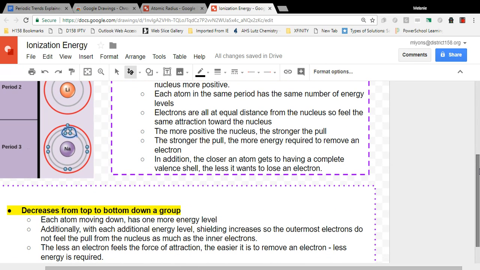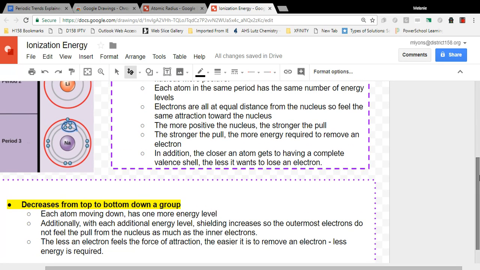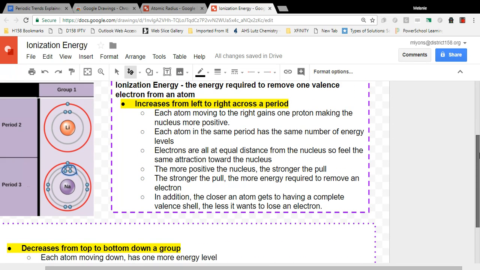The same idea: the more energy levels, the more shielding, the less the electron feels the positive attraction from the protons, the less energy it takes to remove that valence electron. So I hope this has helped to explain ionization energy a little bit more. It increases as you go left to right across a period, and it decreases from top to bottom down a group.